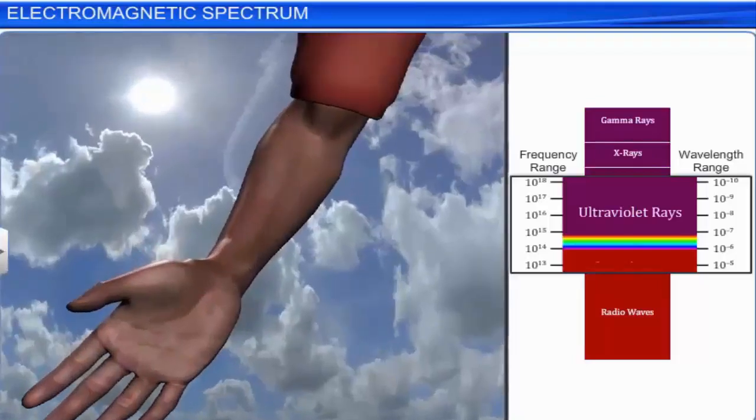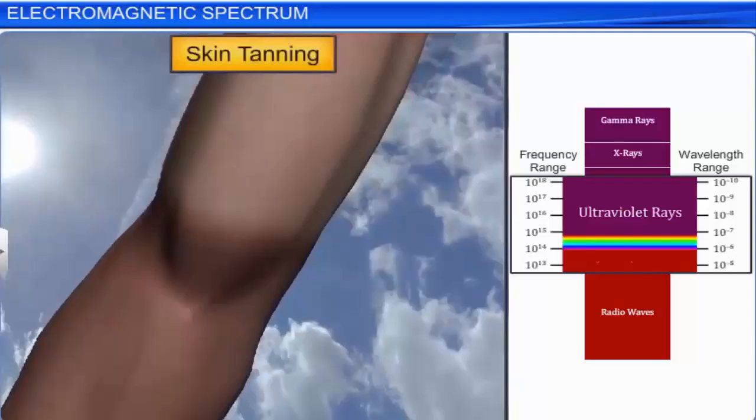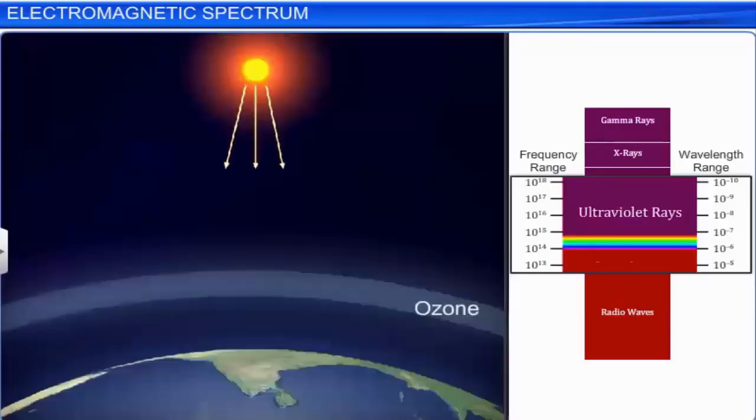But most of the ultraviolet radiation from the Sun is absorbed by the ozone layer in the atmosphere. Thus, the depletion of the ozone layer due to chlorofluorocarbons should be prevented.